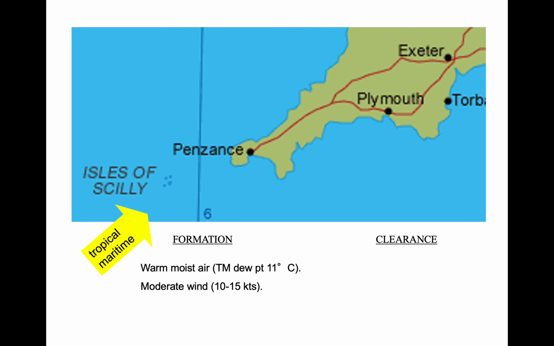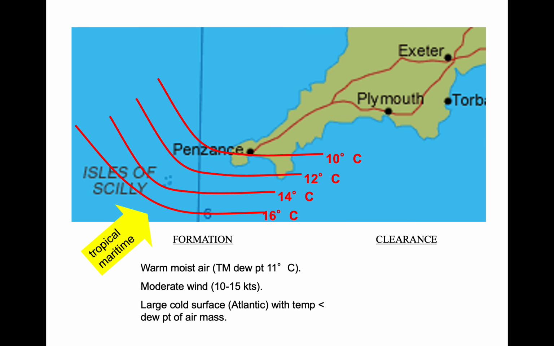So looking at the formation, we've talked about that warm, moist air. Think about that tropical maritime air coming through with a dew point of about 11 degrees and that moderate wind blowing it north. As that tropical maritime air comes north, it's being cooled by that colder water below it. So you see our temperature is reducing as it comes north. And that's what's going to give us that advection fog over that southwest corner of the UK.